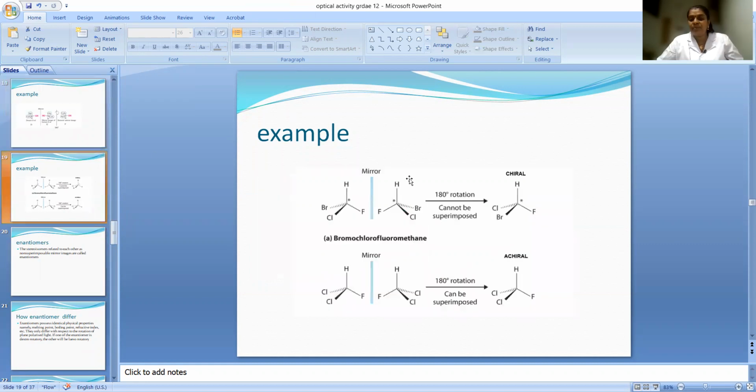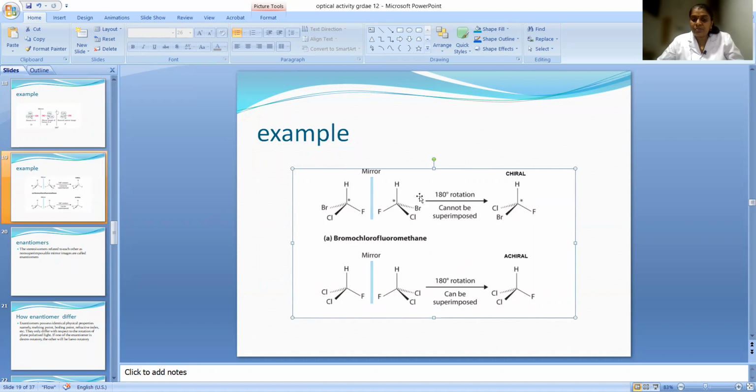Look at this example, how easily we can find out whether one molecule is superimposable on its mirror image or not. First, you take this molecule. Now you take the mirror image. After that, you rotate it 180 degrees and see whether the first and the final molecule are superimposable. Okay, so they are not superimposable here.